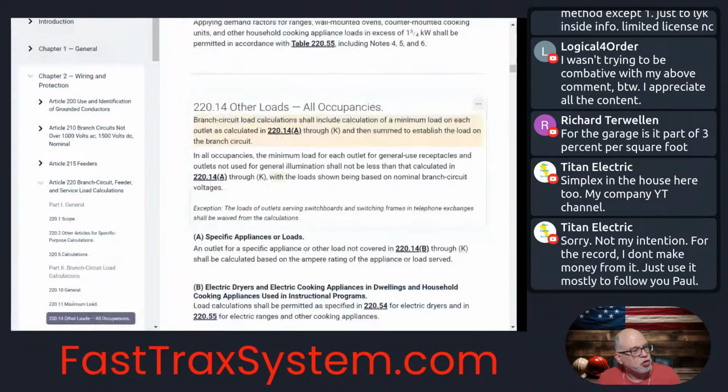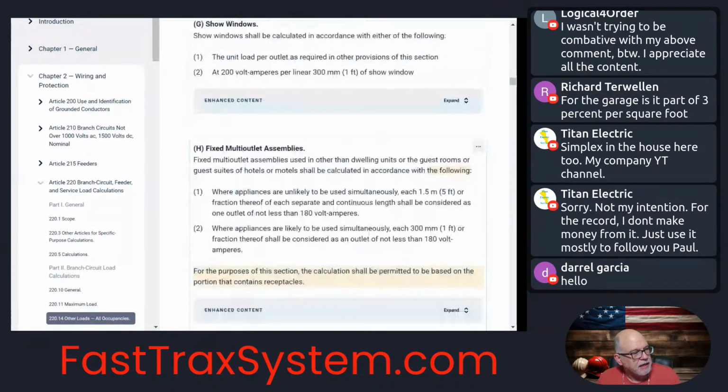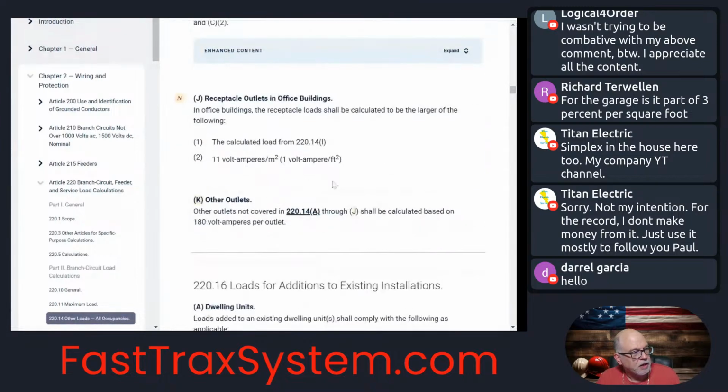220.14, if you look down here, you see that no longer is it telling you about the 3 VA per square foot.